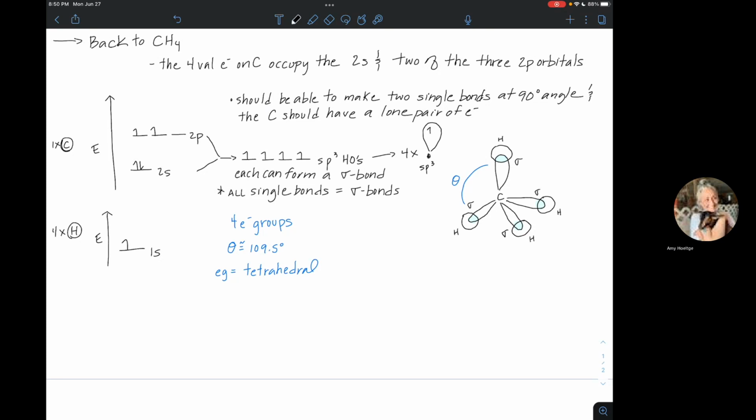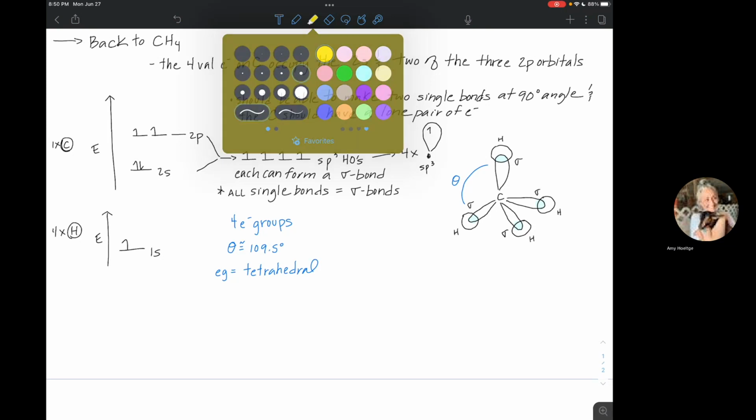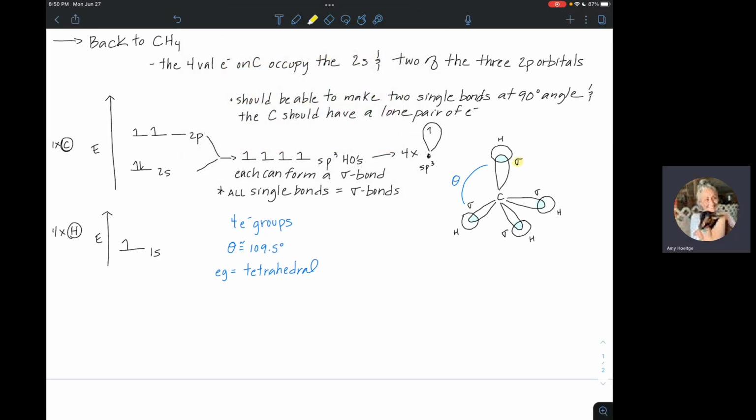All right. Here we have a molecule where we're dealing with all single bonds, basically, right? We have CH4, everything is singly bonded. All single bonds are sigma bonds. That's important to remember, so I'll highlight this. These are all sigma bonds.